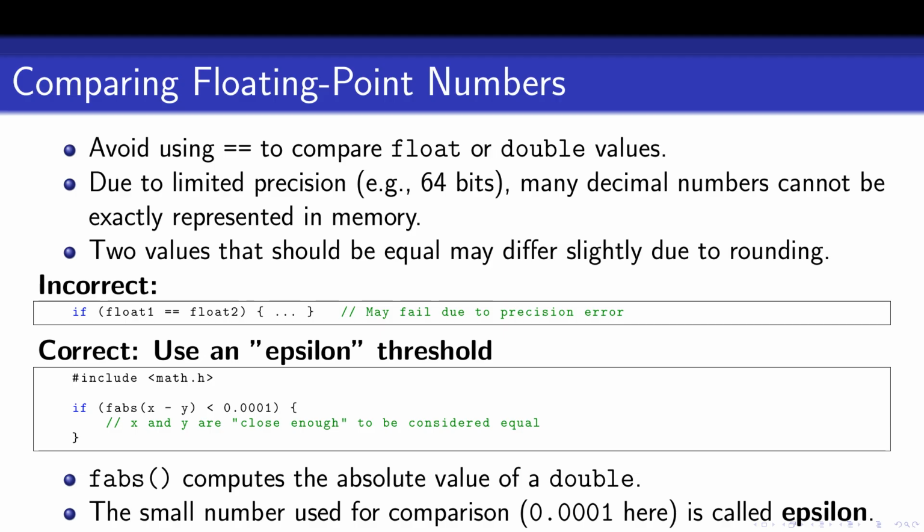0.0001. The correct approach is fabs(x - y) < 0.0001, which uses the absolute value function from the math library to ensure you're always comparing a positive difference. This method is especially important in programs that involve user input, calculations with decimals, or repeated rounding. Just remember to include math.h and choose an epsilon value that makes sense for your application's precision needs.